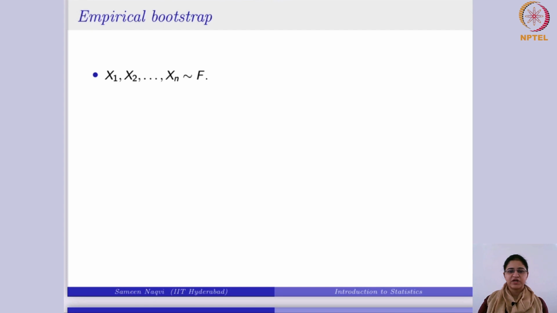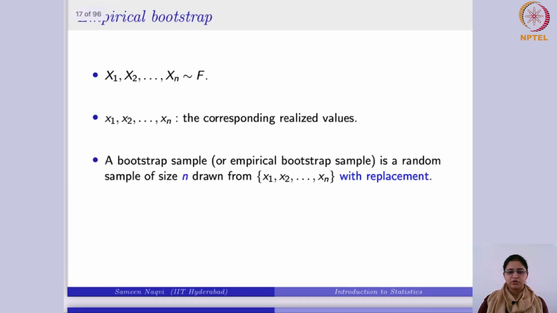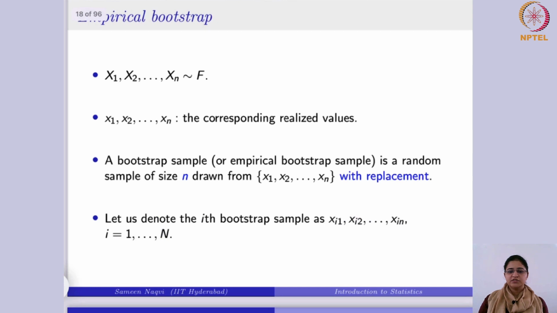Suppose you have this random sample coming from some population and these are the realized values, right? So we use small xi's for that. Now a bootstrap sample or empirical bootstrap sample is a random sample of size n from this with replacement. So from this itself, you are going to draw a random sample again of the same size with replacement. Okay, and you can denote the ith bootstrap sample as this, right?